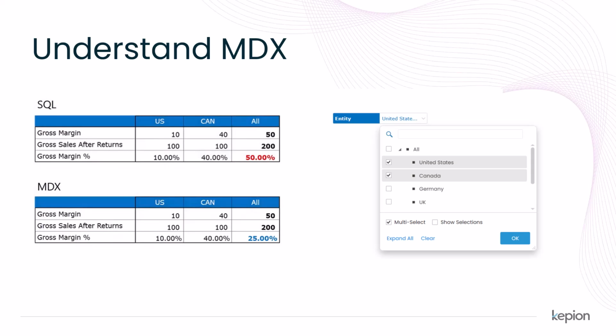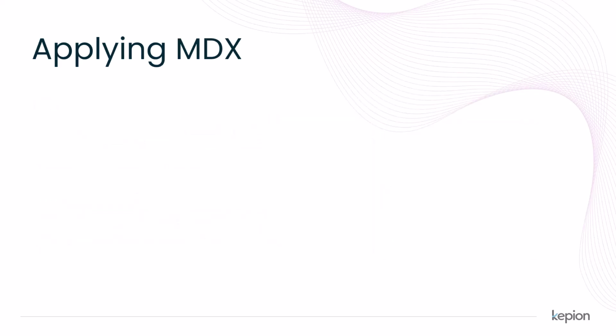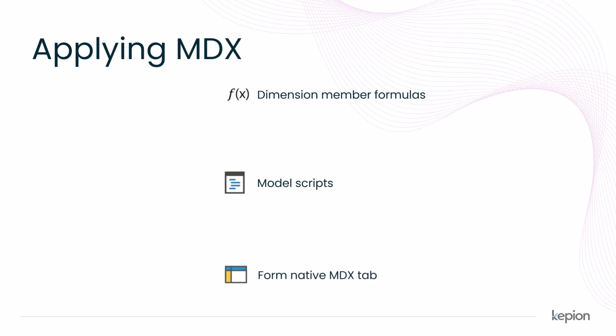There are three areas in the application that we can apply MDX. If we want to affect all models in the application, we can write MDX directly into the definition of a dimension member as a member formula. We can add an MDX script to a single model to affect just that model, or we can edit the native MDX tab of an individual form. It's important to note that this is also the order in which the MDX will be executed in the application.